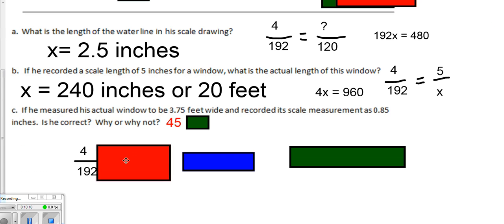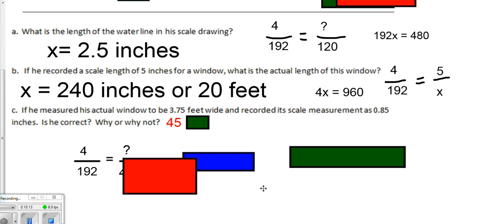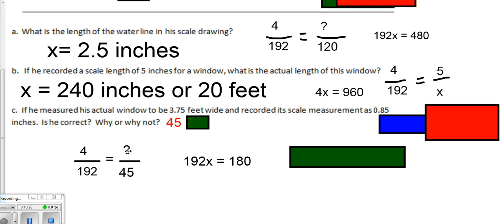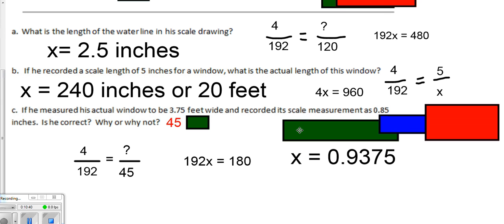So when we set up our proportion, 4 over 192, that we've been using a lot, is what over 45. So scale over actual is scale over actual. The actual should be this 45. Cross multiplying, we would get 192 times this unknown number, or 192x, equals 4 times 45, which becomes 180. Divide both sides by 192 to get x alone, and we'd find that x equals 0.9375. So it's not quite this 0.85.